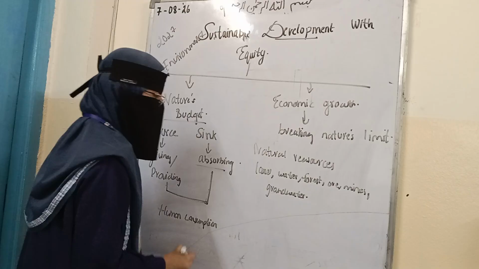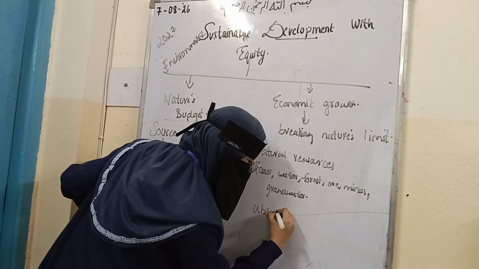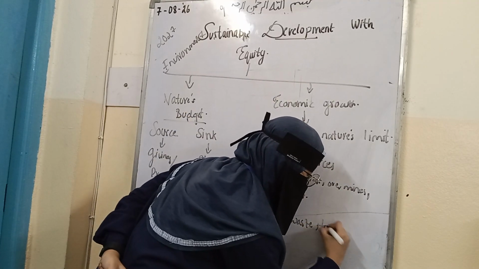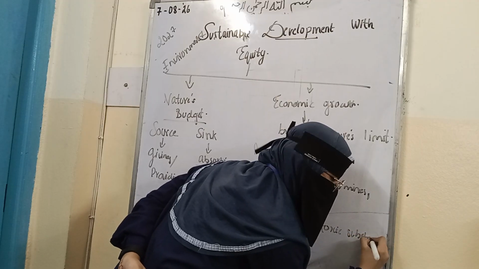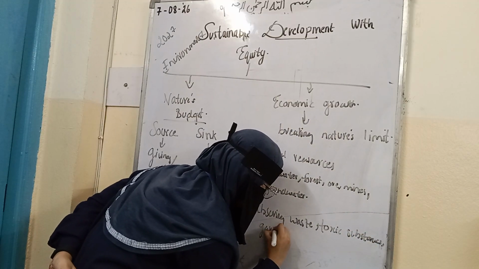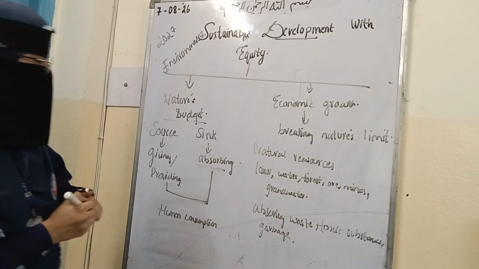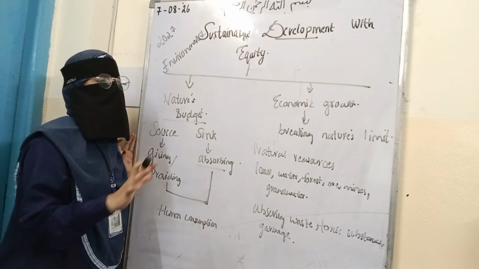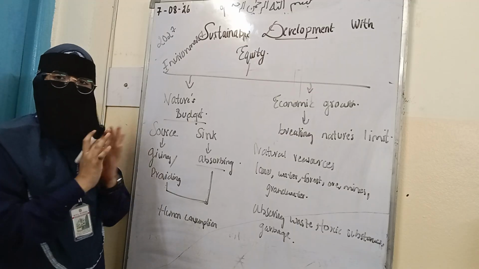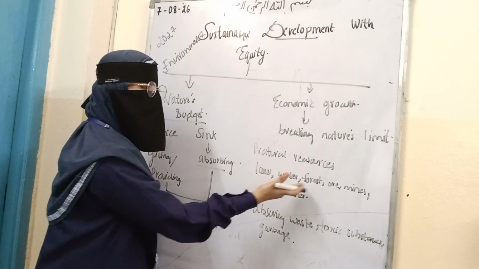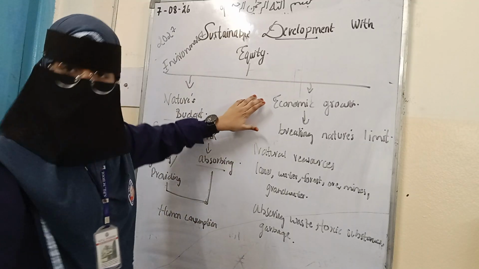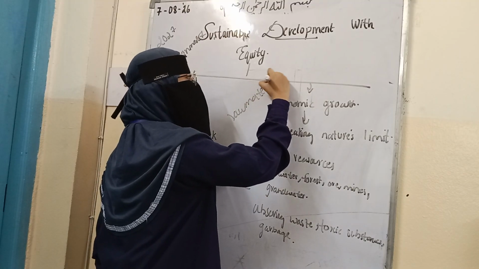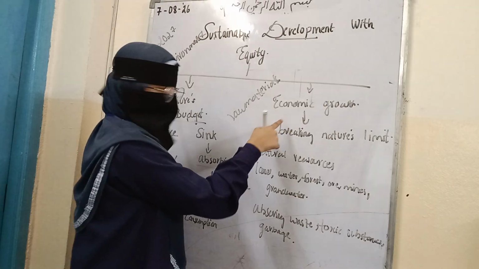The sink function is absorbing: absorbing waste, toxic substances, garbage. Nature is divine. Allah Subhanahu wa Ta'ala granted us many things. We cannot count the many facilities we have, such as land, water, forest. These are all very important for economic growth. All these are considered raw materials and used in production, which eventually increases economic growth.